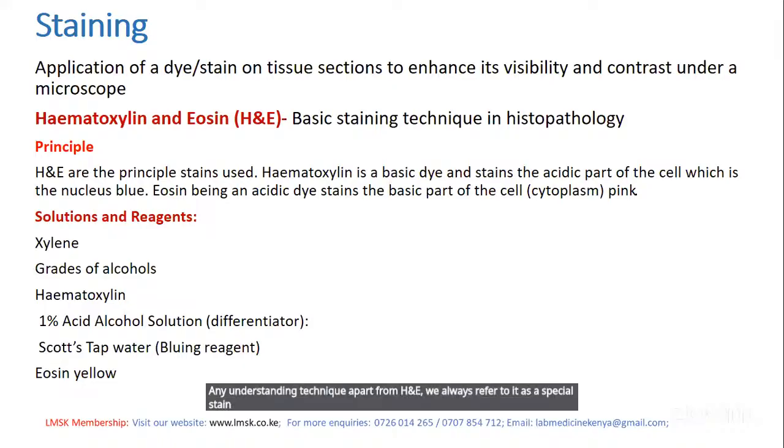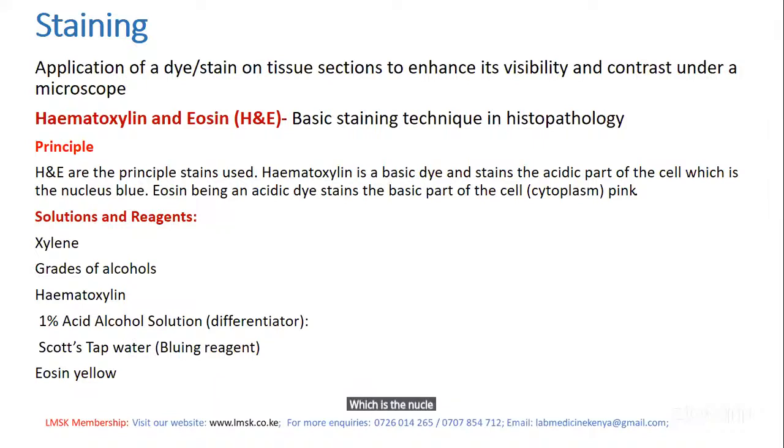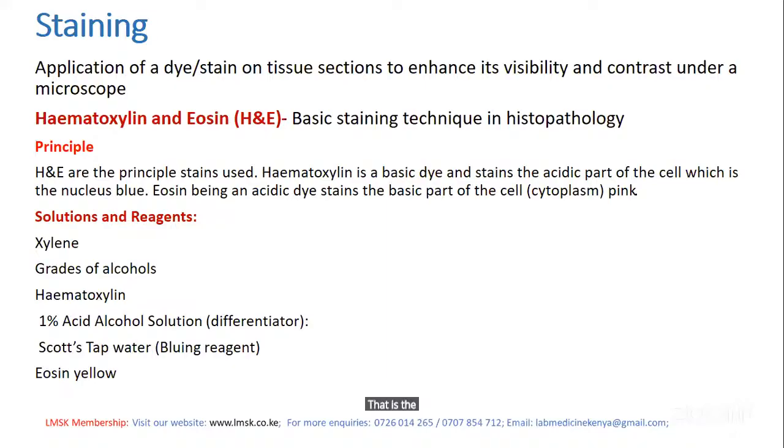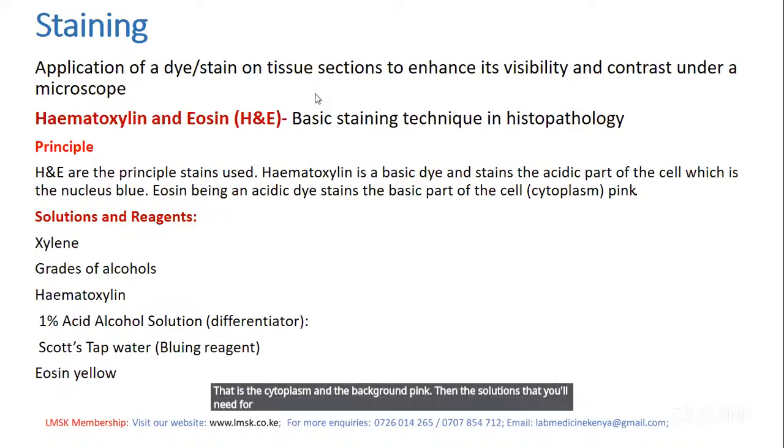So the principle of H&E is that it uses 2 dyes, one of them basic and the other acidic. Hematoxylin is a basic dye and stains the acidic part of the cell, which is the nucleus, blue or purple. Then eosin, being an acidic dye, stains the basic part of the cell, that is the cytoplasm, and the background pink.